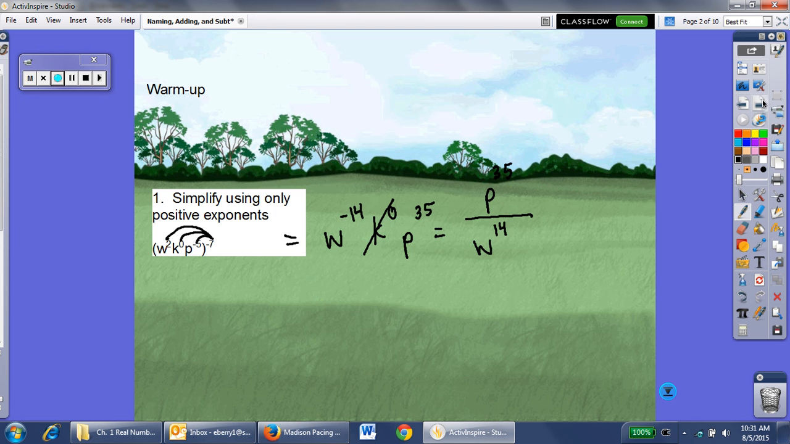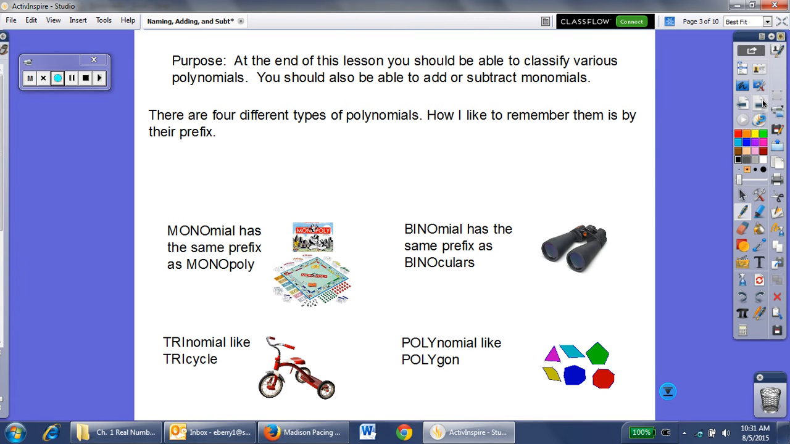Okay, now let's start our new chapter on polynomials. So at the end of this lesson, you should be able to classify various polynomials. You should also be able to add or subtract monomials.